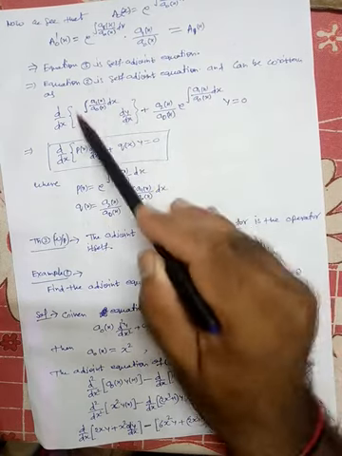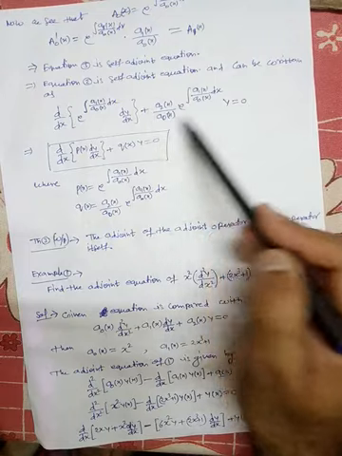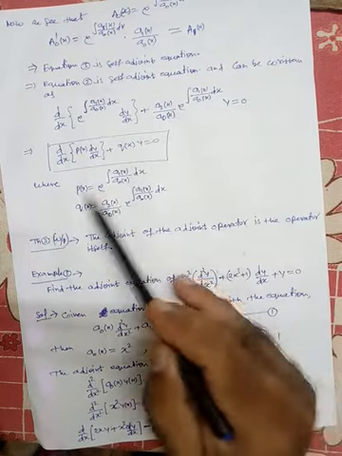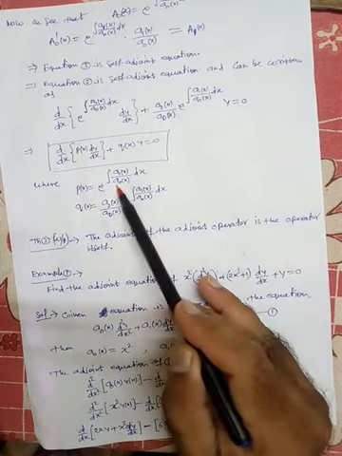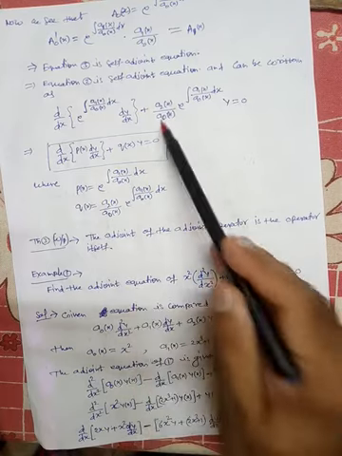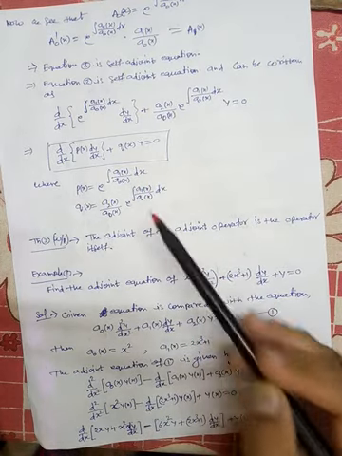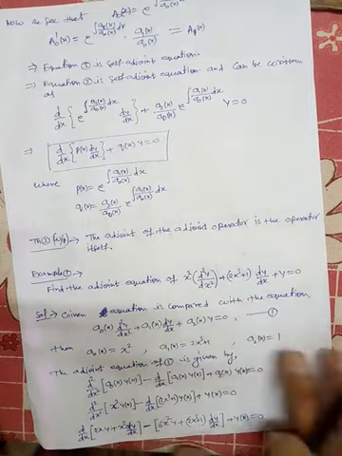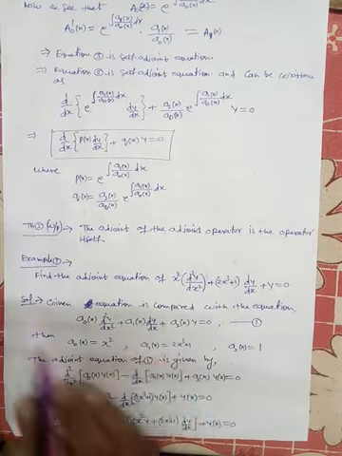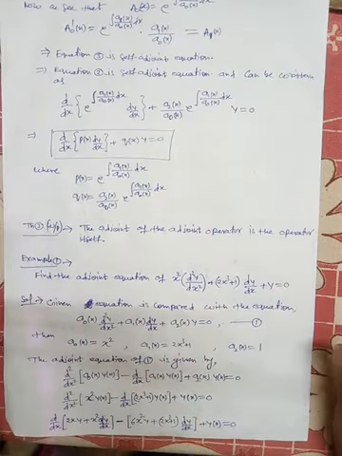And we can write down this as px and this quantity as qx, where px is e raised to the power a1 by a naught dx and qx is a2 by a naught e raised to the power a1 by a naught dx. Okay, so this is the proof of this. So we can convert a given differential equation into a self-adjoint equation.